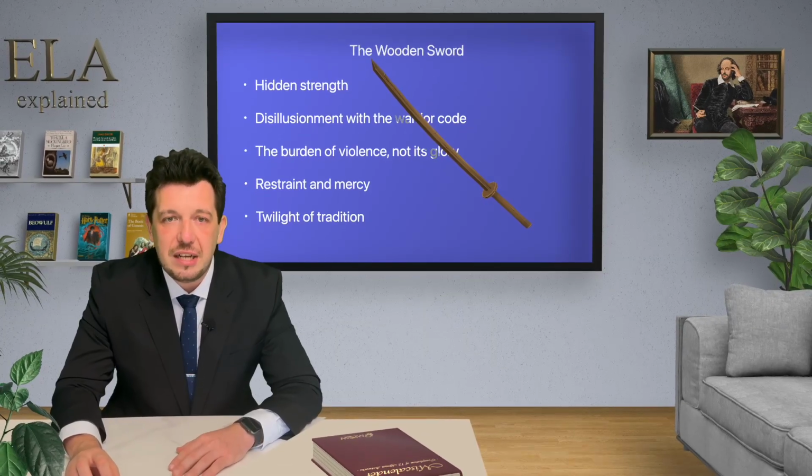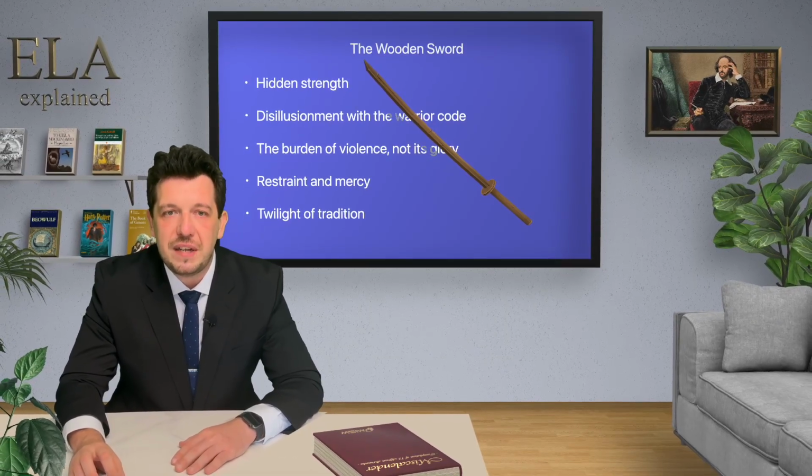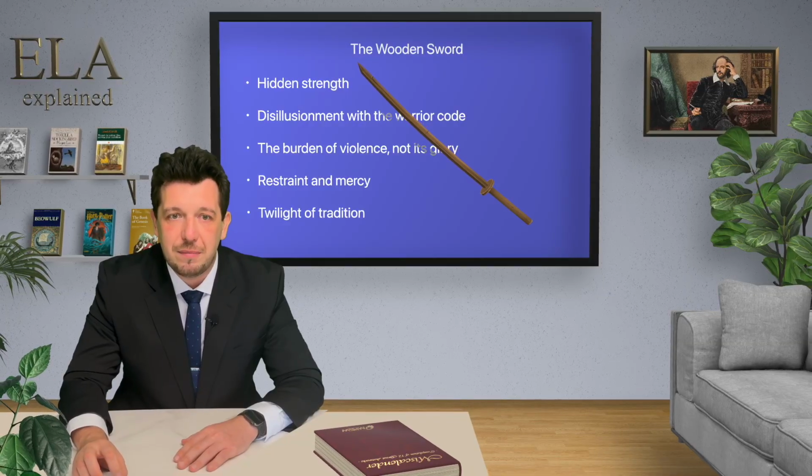In a pivotal scene, Seibei uses his wooden sword to defeat a strong opponent without drawing blood.